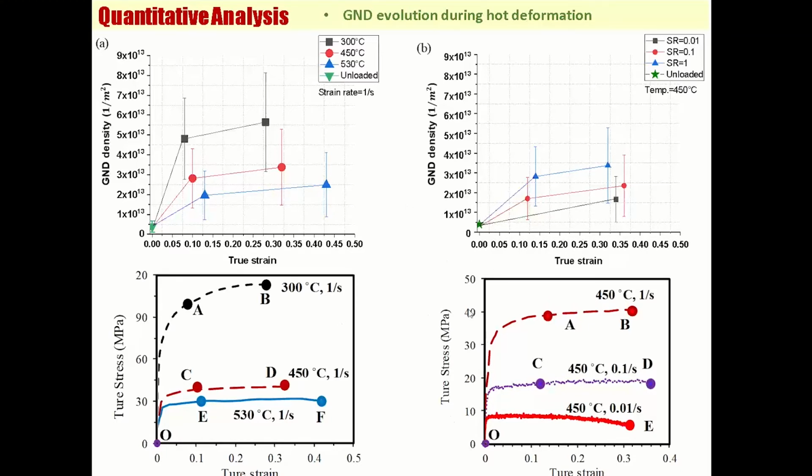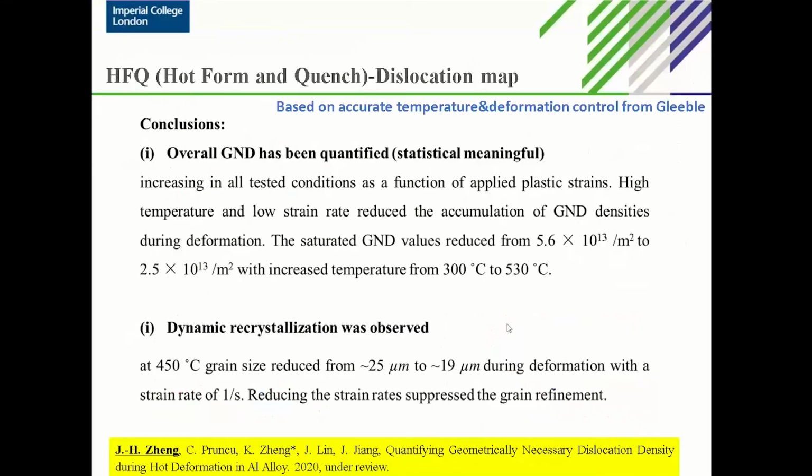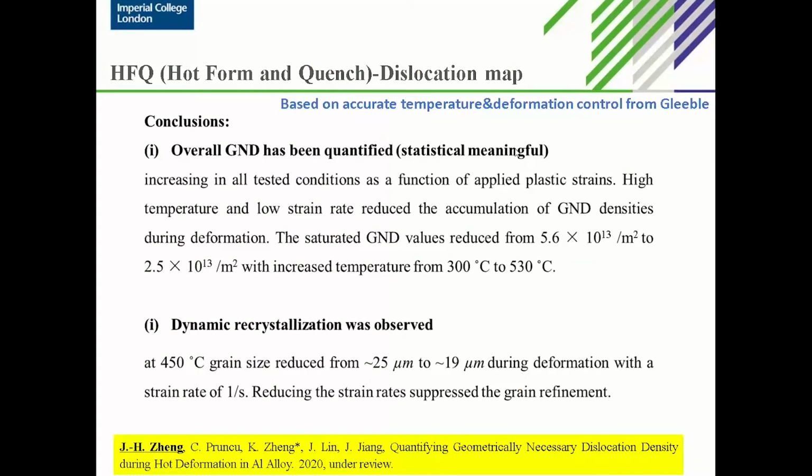And currently, for microstructure examination, our work just stopped here, and the building of the constitutive equation is now under preparation. So for case study 2, we got the overall GND quantified, and also they are statistically meaningful. And the second is we observed the dynamic recrystallization and observed the grain size evolution as well. So they are all based on accurate temperature and deformation control from Gleeble.